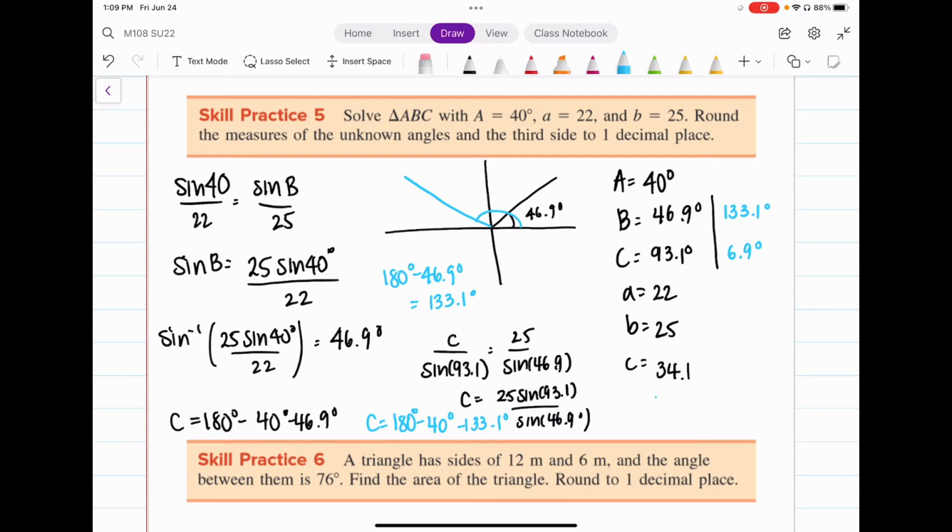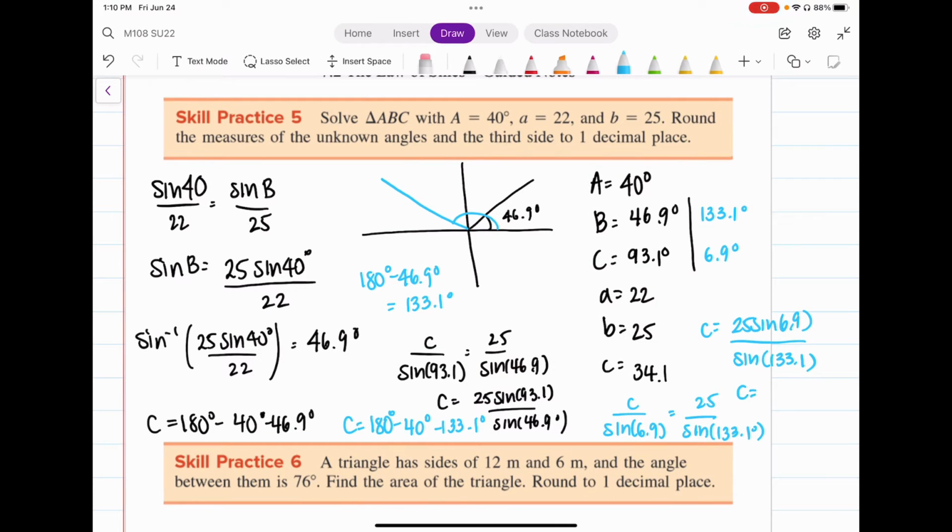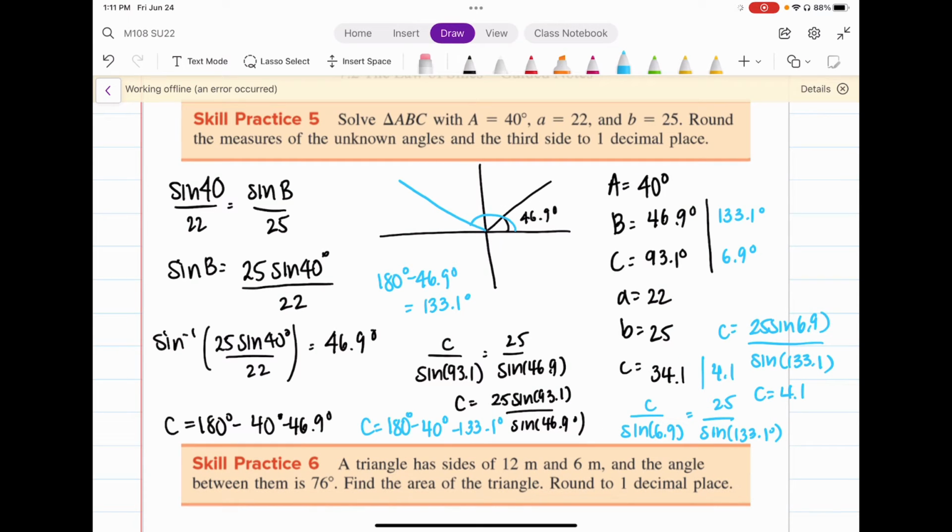We have C over sine 6.9 degrees equals the B value over the sine of 133.1 degrees. And so C is going to be equal to 25 times the sine of 6.9 degrees divided by the sine of 133.1 degrees, which makes C equal to 4.1. We have two different triangles that could be possible.